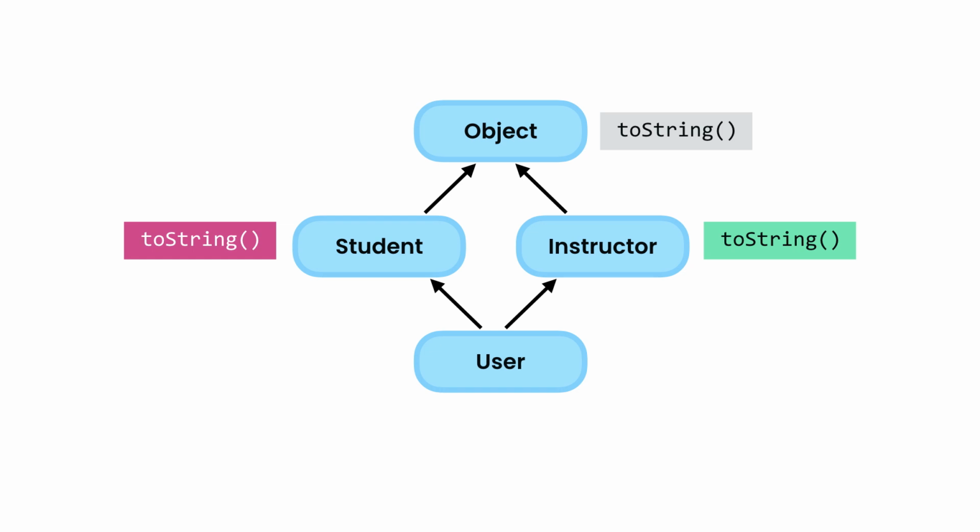Now, if you have a user who can be both a student and an instructor, which toString method should it inherit? As you can see, because the Object class is the base class for all classes in Java, we would naturally face the diamond problem if Java supported multiple inheritance. That's why the creators of Java decided not to support this feature for the complexities it brings.